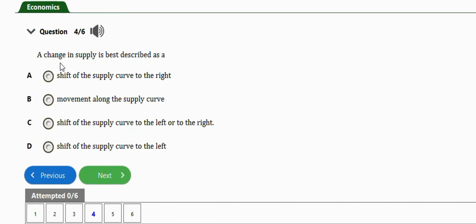It says a shift in supply is best described as a shift of the supply curve to the right, movement along the supply curve, a shift of the supply curve to the left or to the right, or a shift of the supply curve to the left. So the right answer is option C. It's best described as a shift of the supply curve to the left or to the right. Okay, next question is this one.